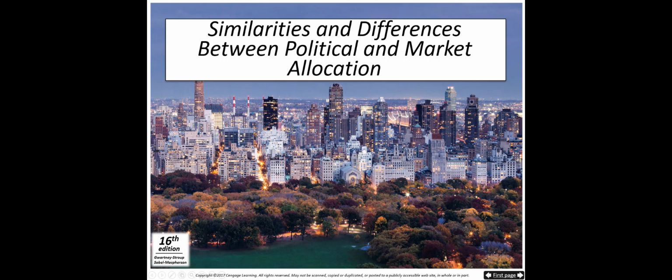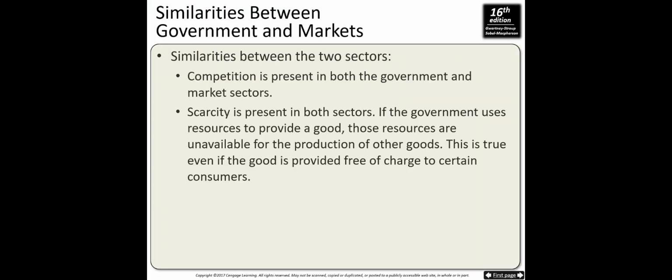Next, we are going to talk about similarities and differences between political and market allocation. First of all, competition is present in both the government and the market sectors. And second, scarcity is present in both sectors. If the government uses resources to provide a good, those resources are unavailable for the production of other goods. This is true even if the good is provided free of charge to certain consumers.